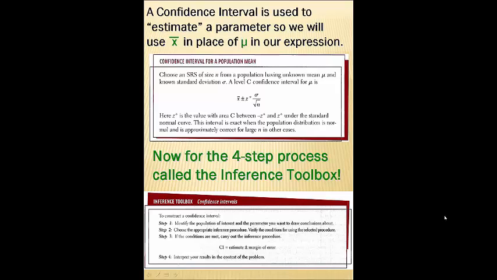Step 3, if the conditions are met, then you're going to go ahead and carry out the inference procedure, and you're going to say the confidence interval is your x bar plus or minus your margin of error. And we'll also learn how to do that on the calculator. And then step 4, you're going to interpret your results in the context of the problem. You're going to say, I am 95% confident that the true mean of this particular problem, and make sure you put context in it, is between these two numbers, and then make sure that you use units if possible. And most of the time it is possible.